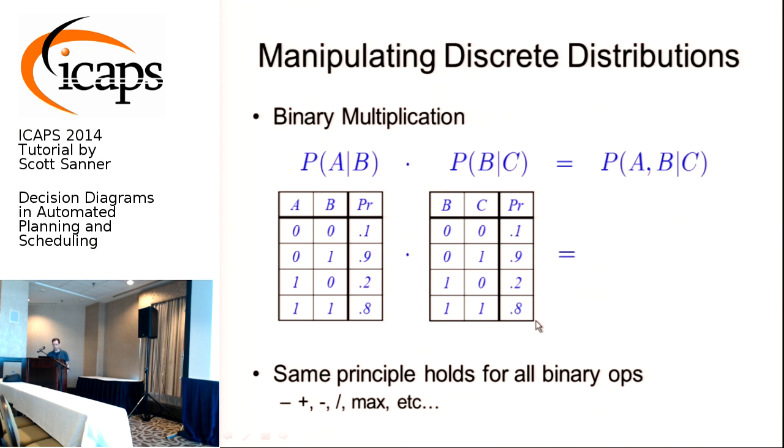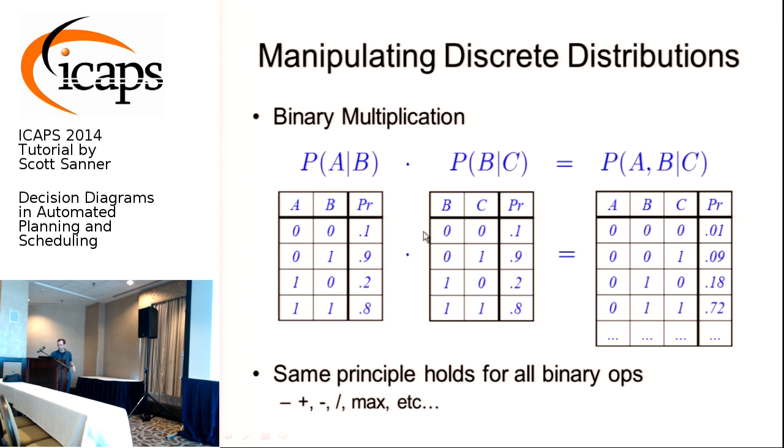And how about multiplying two functions? This function has a and b in it. This function has b and c in it. The result must have a, b, and c in it. So for a, b, and c all equal to 0, what's the probability of a and b given c? I think I heard a whisper. 0.01. Yeah, 0.01, right?